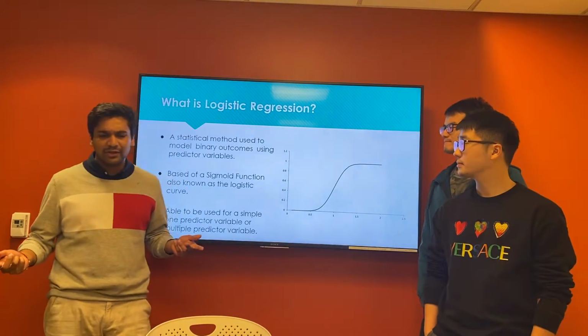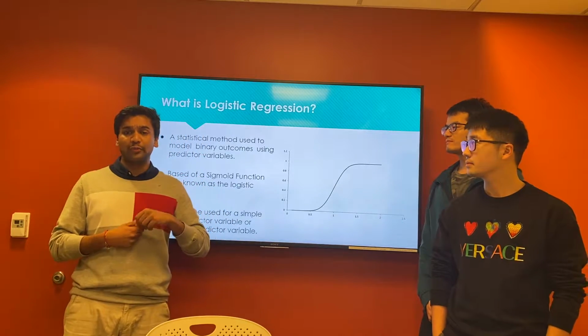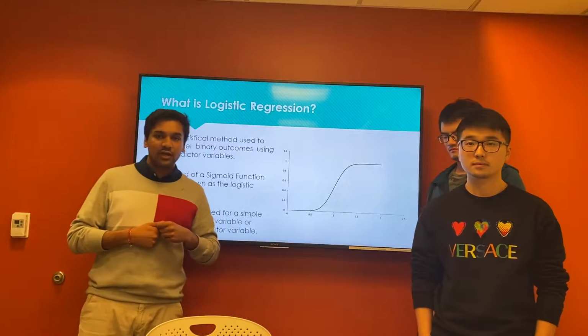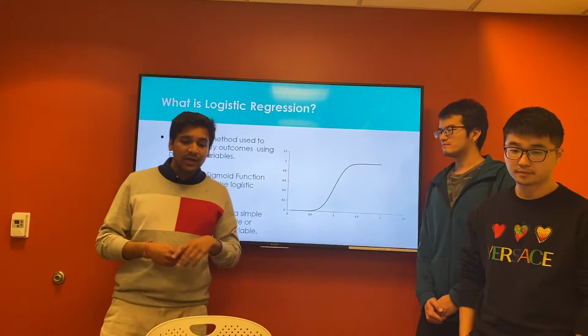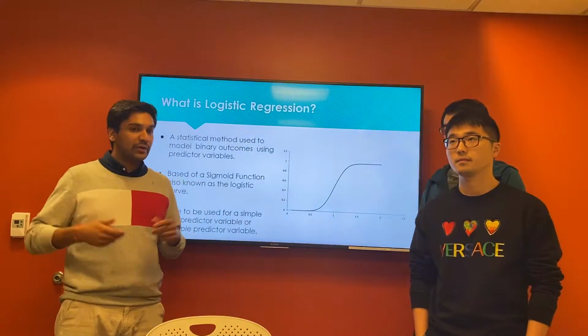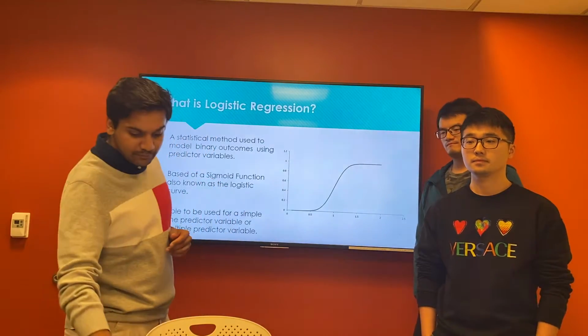So what is logistic regression? It's a statistical method used to model binary outcomes, ones or zeros, using a predictive variable. It uses a sigmoid function, as you can see on the screen. And we're able to do this with one predictive variable, or we'll also be able to do this with multiple predictive variables, as you will find out soon.